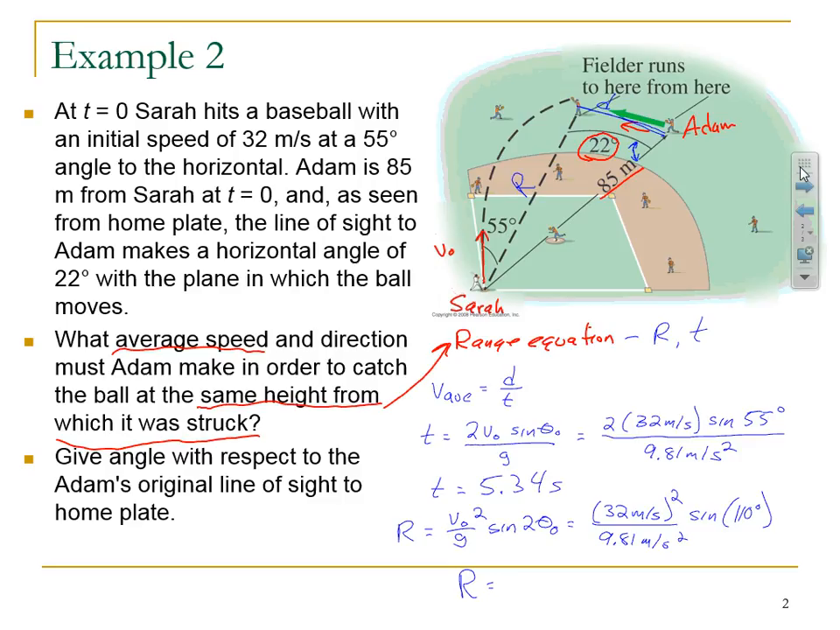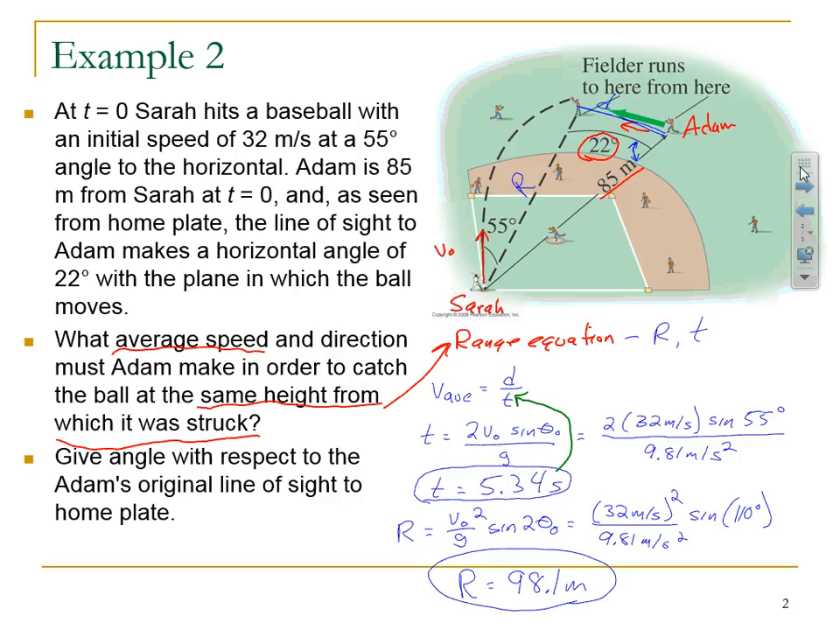And once we work that out in our calculator, we get an R of 98.1 meters. All right, so we've got an R, and we've got a T, and we're on our way to calculating this V average. We know the T, but we don't know yet this D value, the distance that Adam needs to travel, but we know almost everything else about this triangle.